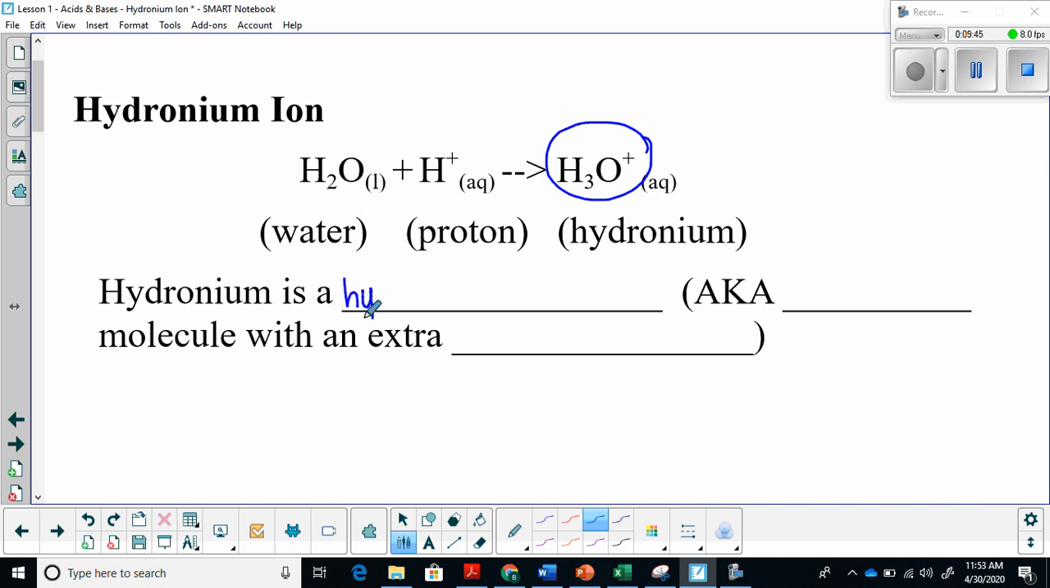So a hydrated proton. Basically, a water molecule with an extra hydrogen on it. So basically a water with an extra hydrogen attached to it.